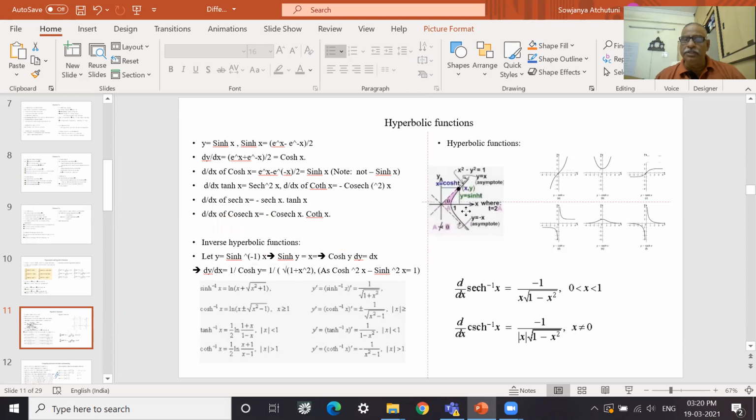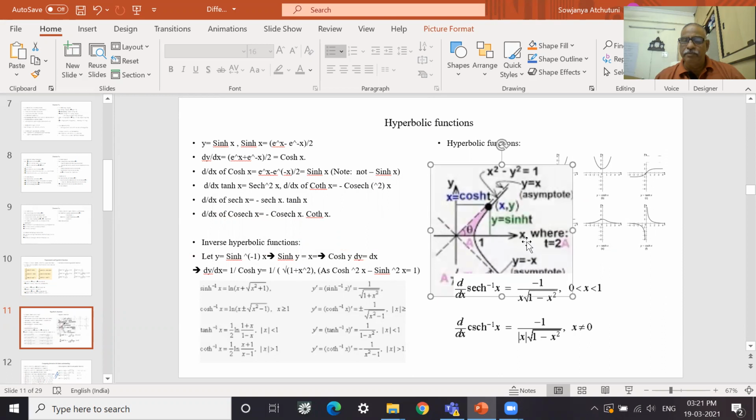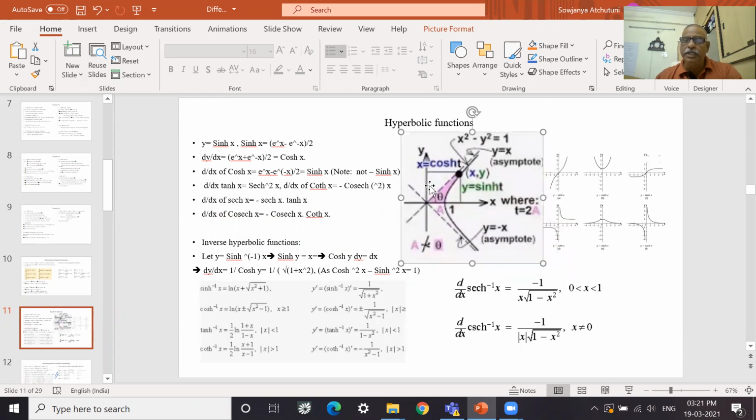Let us see how a hyperbola is defined. This is a hyperbola. Suppose you take any point x, y on the hyperbola. If x square minus y square is equal to 1, that means y is sinh t and x is cosh t. So cosh square x minus sinh square x is equal to 1.